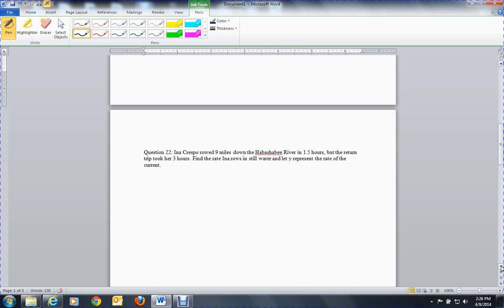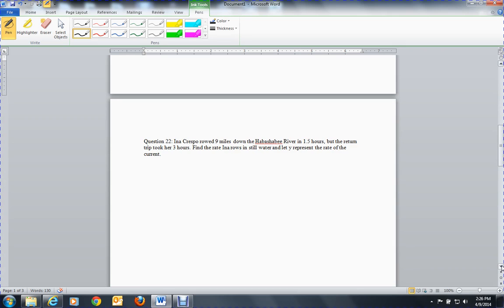Now let's look at this example. In this example, you'll notice we got 9 miles in 1.5 hours, and the return trip is 3 hours. It involves still water. So we're going to let X represent the rate in still water, and we're told that Y represents the rate of the current.